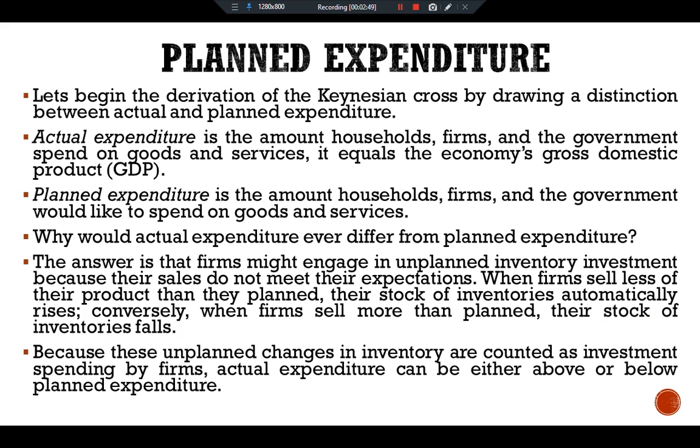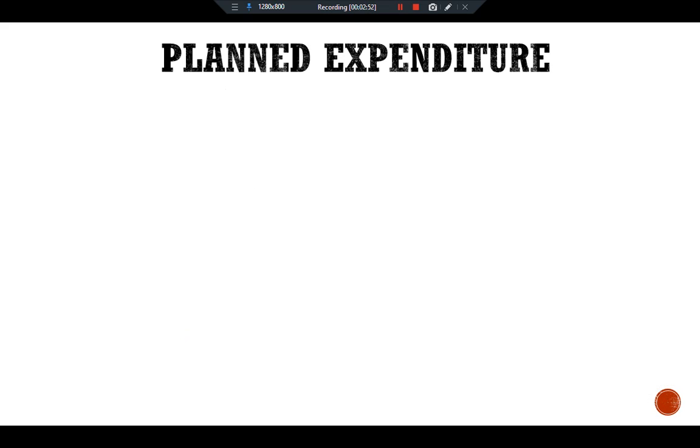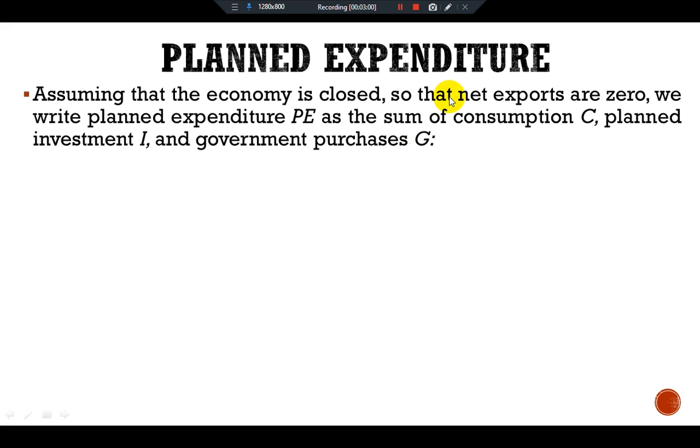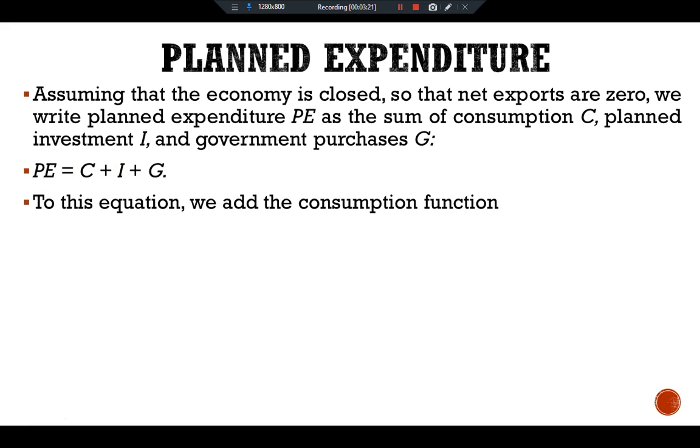below planned expenditure. Now consider the determinants of planned expenditure. Assuming that the economy is closed, so net exports are zero, we write planned expenditure PE as the sum of consumption C, planned investment I and government purchases G. So we have PE = C + I + G. To this equation we add the consumption function C = C(Y - T). This equation states that consumption depends on disposable income Y - T, which is total income minus taxes.